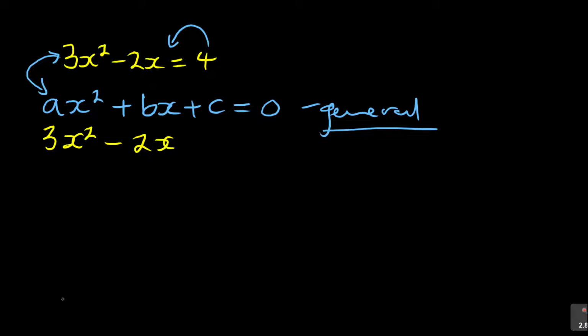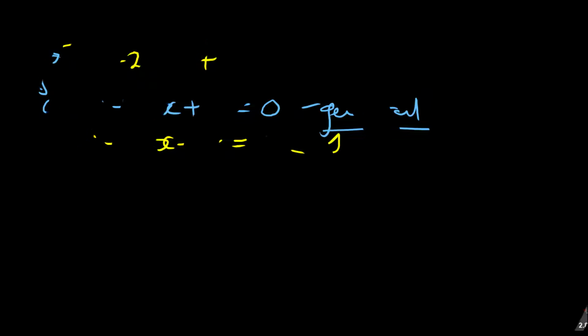Minus 4. You see that? To represent the c. So it will be minus 4 equal to, after 4 joins, remember from positive it becomes what? Negative. That's why it's minus 4. Equal to 0. You are trying to match that general equation. Are you with me?